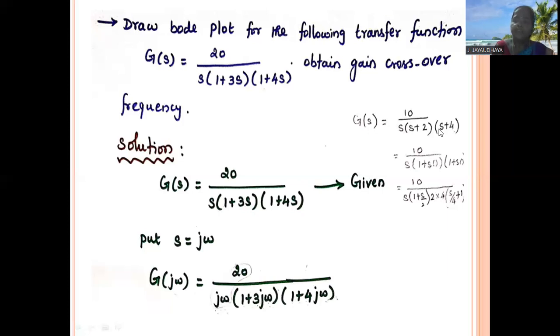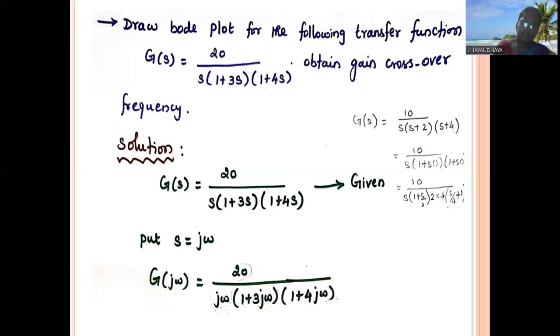So if the function is given like this, you have to immediately convert it into the standard form. After that only, you substitute s is equal to j omega. That is the first step: check whether G of s is in the standard form or not. But in this problem, they have given 20 divided by s into (1 plus 3s), similarly (1 plus 4s). Therefore G of s is given in the standard form, and there is no need of any conversion.